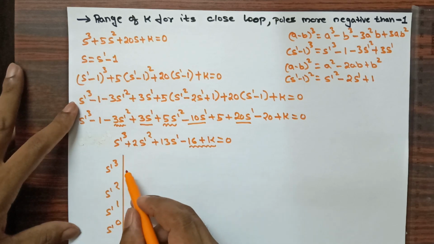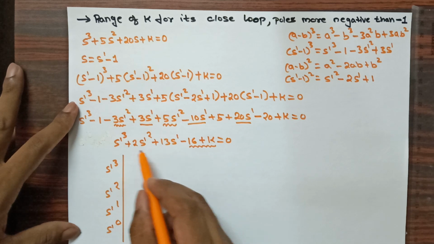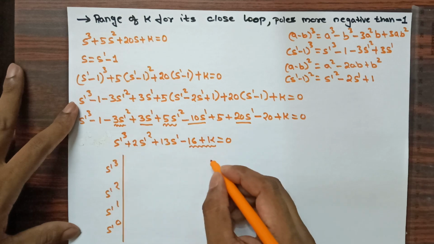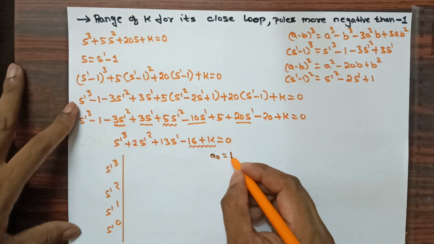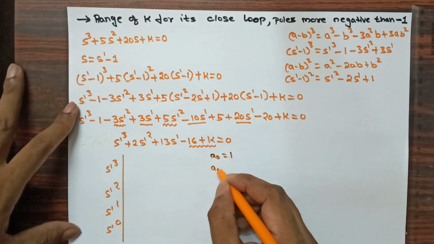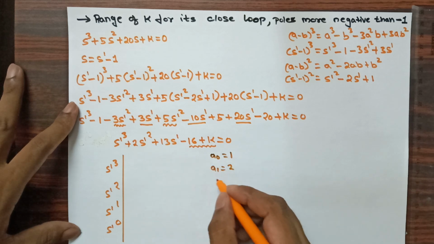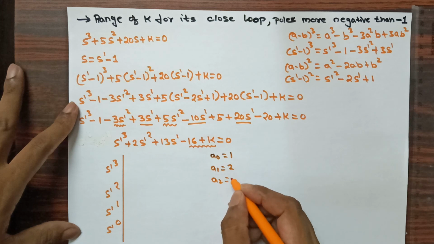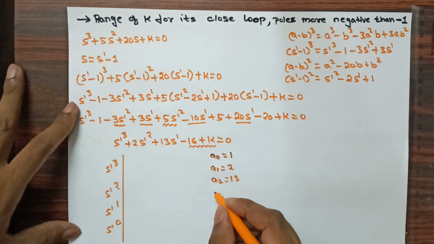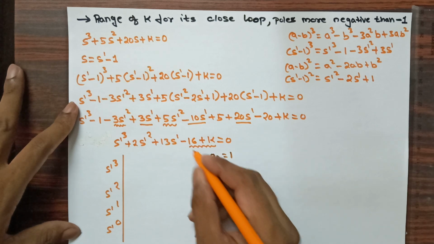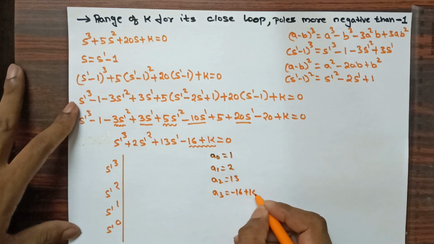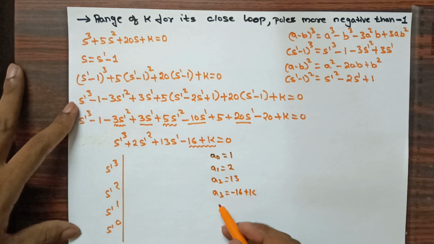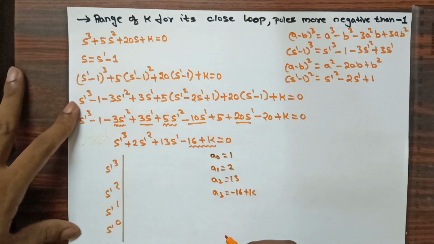Next we are going to form the two rows directly from this characteristic equation. That is, you can see that in this the first value a0 is equivalent to 1, and a1 is equivalent to 2, and then a2 is equivalent to 13, and then a3 is equivalent to minus 16 plus k, and other coefficients like a4, a5 and all are 0.